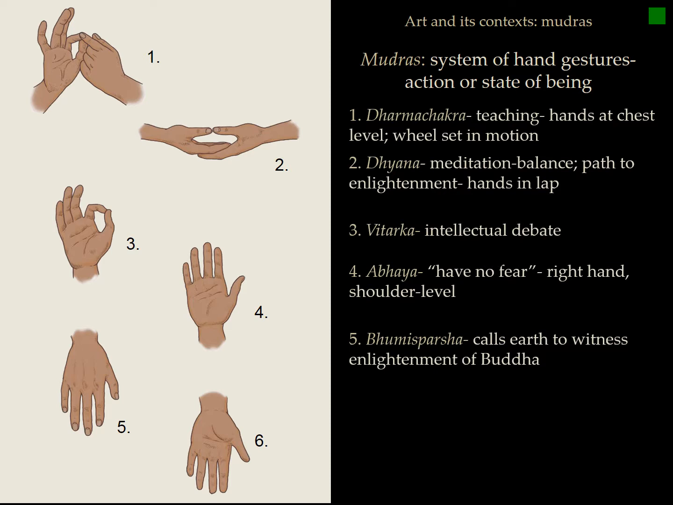The Bhumispasha is going to be where we call the earth to witness the enlightenment of the Buddha, so we point the hand downward. And finally, with the palm facing opened, the Varada, which references charity or the fulfillment of all wishes.